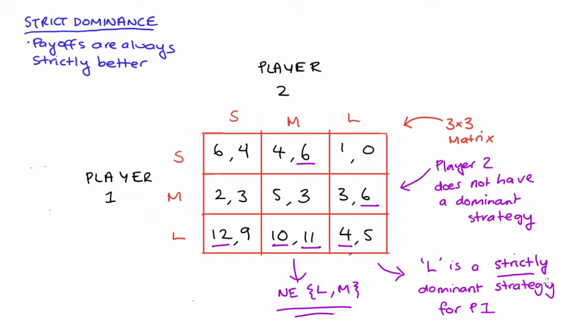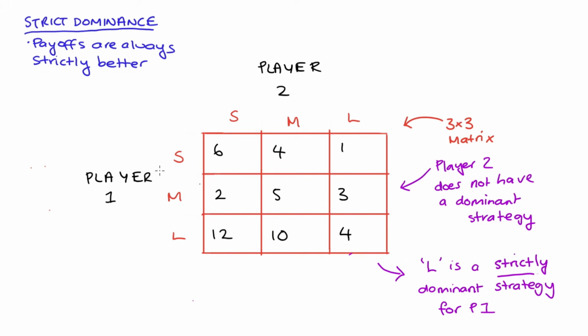Now, if this is difficult for you to see, if you find it confusing with all the numbers, one strategy that you can take is just to remove player 2's payoffs from the grid. It makes it less messy and easier to see. So if we do this, we would be comparing the rows, but down each column. You can see that all the numbers in the last row corresponding to player 1 playing L are always strictly better than the numbers above them. So 12 is bigger than 6 and 2, 10 is bigger than 4 and 5, and 4 is bigger than 1 and 3. So that's another way to find strict dominance if you're getting confused by the numbers.